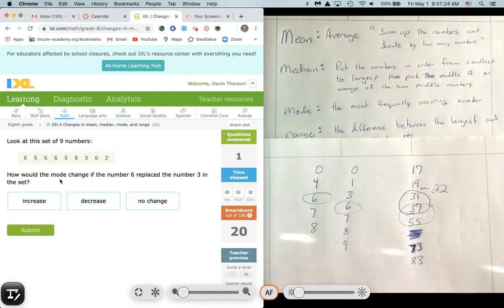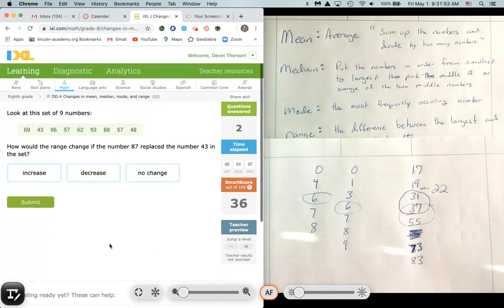Here it says, how would the mode change if the number 6 replaced the number 3? Well, right now I have 1, 2, 3, 4 6s. And nothing more than that. So I already have the 6 is already the mode. And if the number 6 replaced the number 3, I'm just putting more 6s in there. So it's not going to affect the mode at all. I have even more 6s. So no change to the mode if I added more 6s.